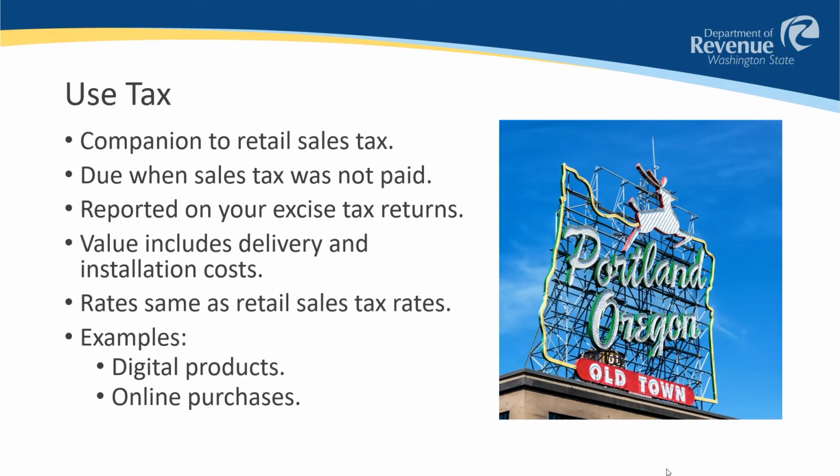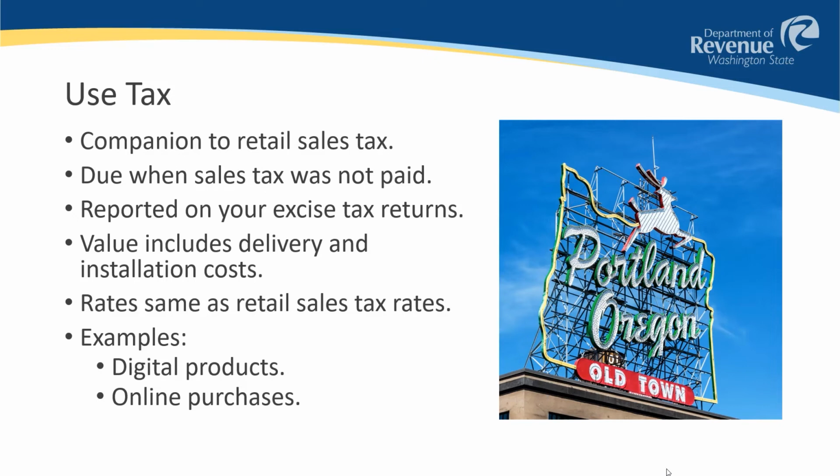So, what happens if you didn't pay sales tax on an item or retail service you used? You pay use tax directly to the Department of Revenue with your excise tax return. Use tax is a companion to retail sales tax. Use tax is due when retail sales tax should have been paid, but was not. For instance, when you purchase items online from out-of-state vendors who do not charge retail sales tax, use tax is due when that item is first used in Washington.